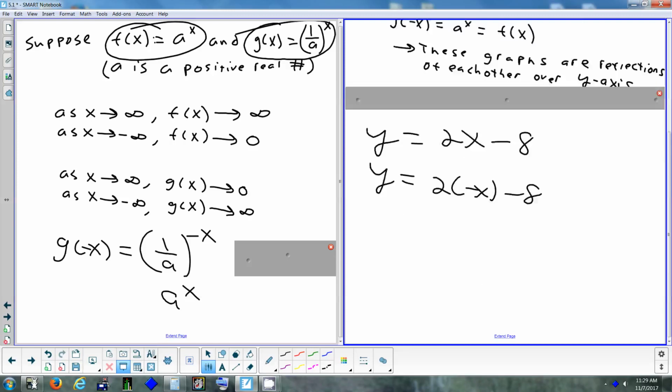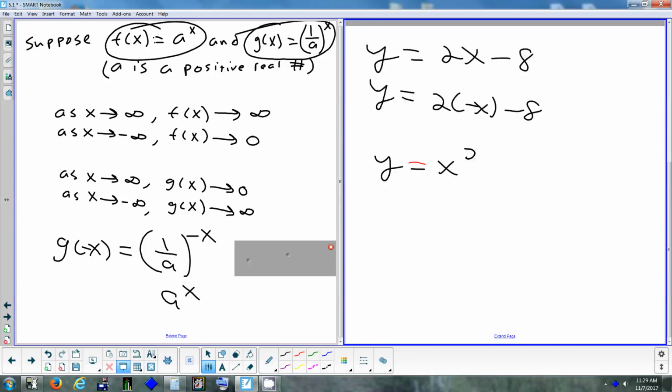Okay, how about, just kind of look at this one. y equals x squared. Change x to negative x. What is negative x squared? What does that simplify to? What's negative x times negative x? No, that's not adding. Square. Negative x times negative x. Oh, it would just be x squared, right? It would be x squared.